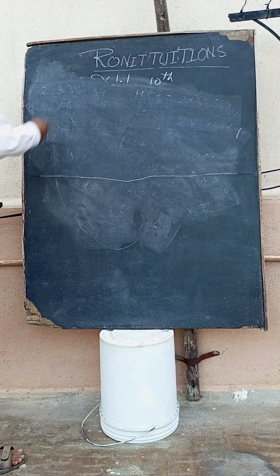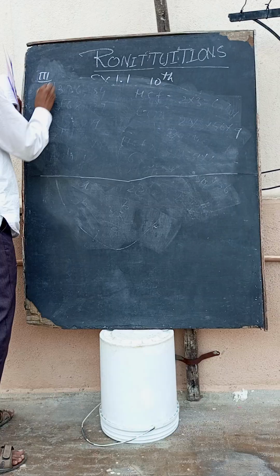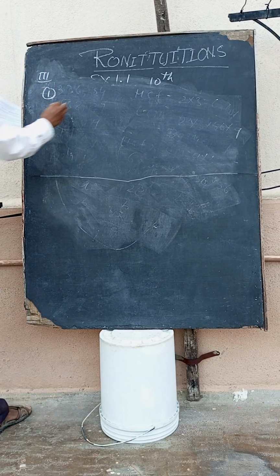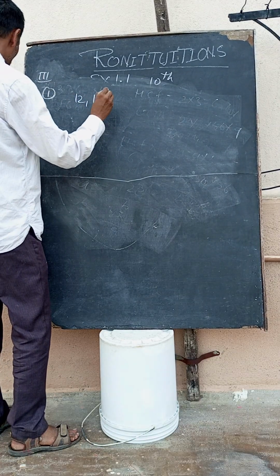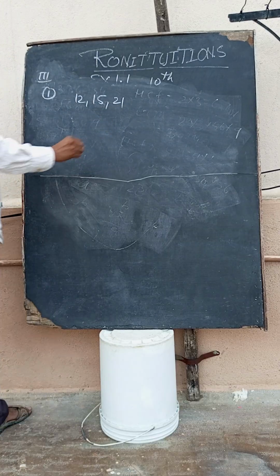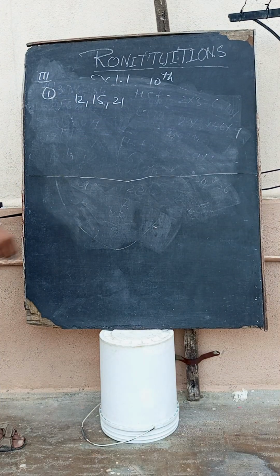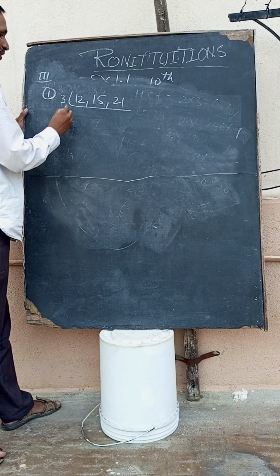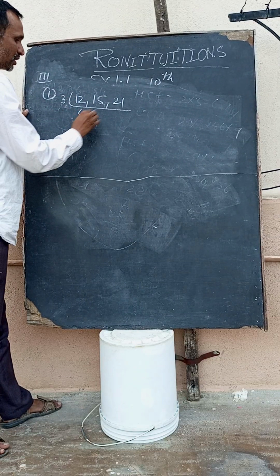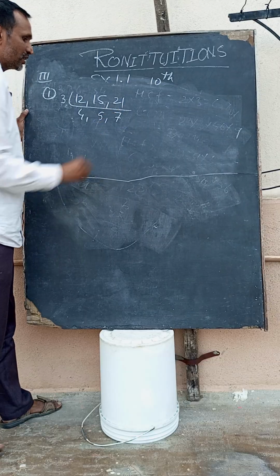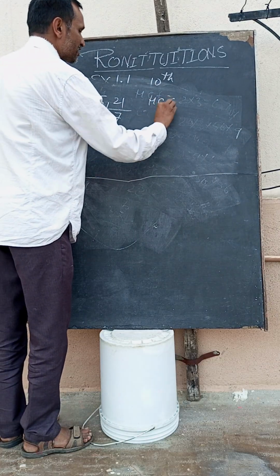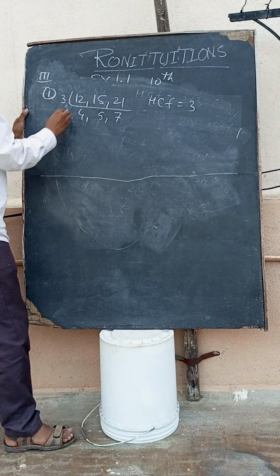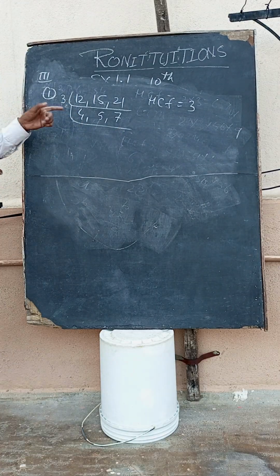So here the first one given is 12, 15, 21. What is the LCM and what is the HCF it is asking. So HCF first: these numbers are all divisible by 3. 3 fours are 12, 3 fives are 15, 3 sevens are 21. This is the HCF. HCF is equal to 3. Now we are going to find the LCM.